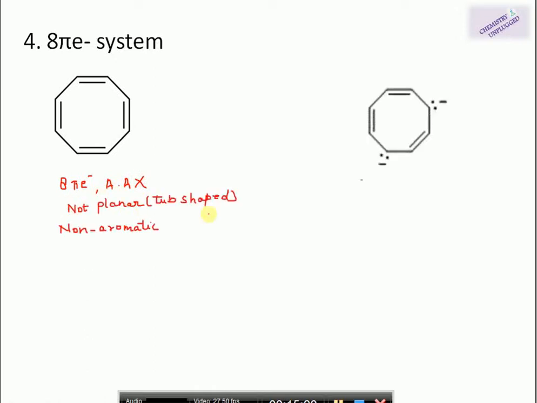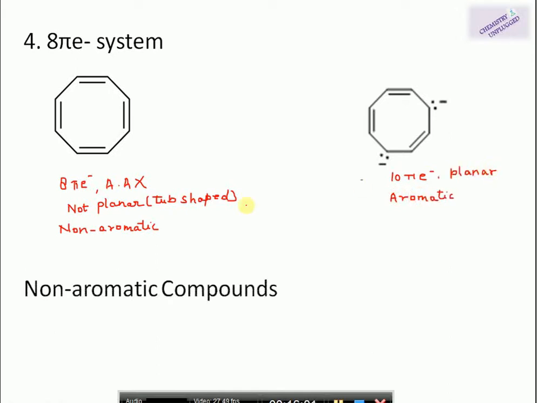Then we have the cyclooctatetraene dianion, meaning we have 2 pairs of additional electrons, and this system now has 6 pi electrons plus 4 electrons, meaning it is a 10 pi electron system, and this molecule is also planar in nature. Therefore it is aromatic. Then what do we mean by non-aromatic compounds? Non-aromatic compounds do not follow Huckel's rule, and second, they are not planar in nature.